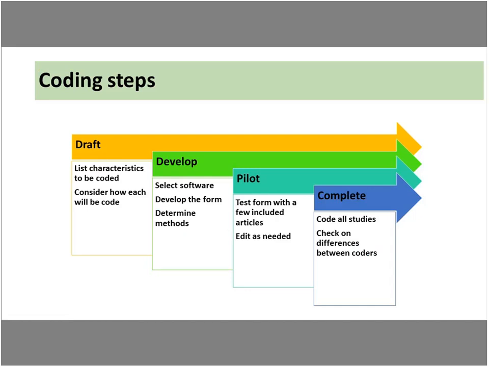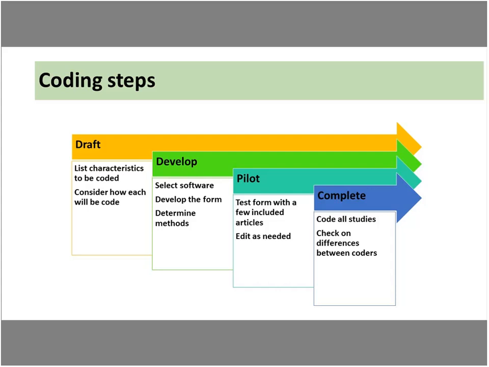So these are the overall steps in coding. The first step is drafting what the important characteristics are from each of these studies that they need to collect. And for each of those, they'll need to think about how to do that. We're going to talk about each of these in depth. This is just a quick overview slide. And then they need to develop their form. So they need to think about what kind of software they want to use, who's going to be involved in that, talk through the workflow, and then they've got to pilot that workflow.